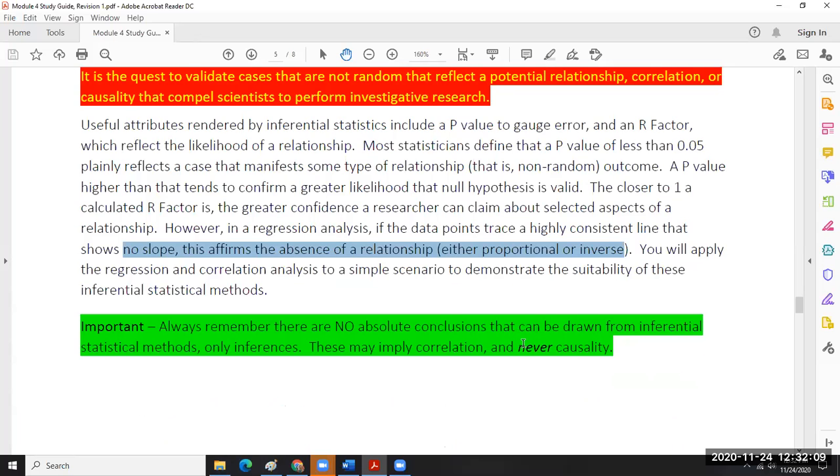You can't draw an absolute conclusion with inferential. So you can absolutely draw a conclusion about the average values of a data set or the range of a data set. Those are concrete. That's descriptive statistics. But inferential is all about the potential for, you're looking for the non-randomness. It's all about how random something is, and the less random it is, then the greater the possibility or probability that there is a relationship between those things.